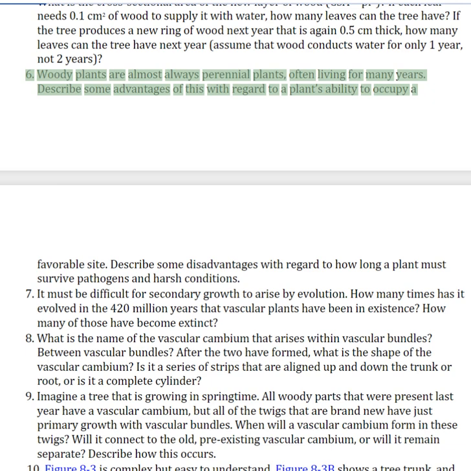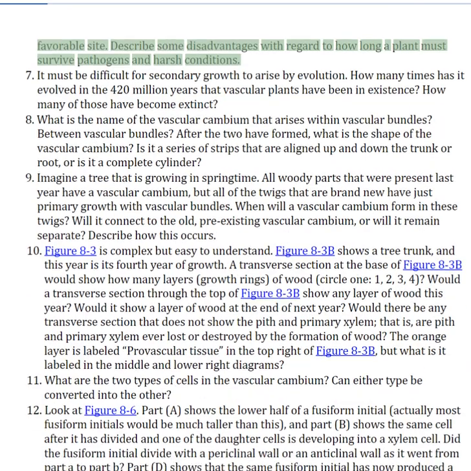6. Woody plants are almost always perennial plants, often living for many years. Describe some advantages of this with regard to a plant's ability to occupy a favorable site. Describe some disadvantages with regard to how long a plant must survive pathogens and harsh conditions.